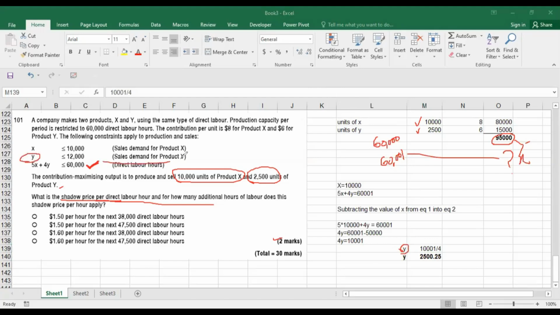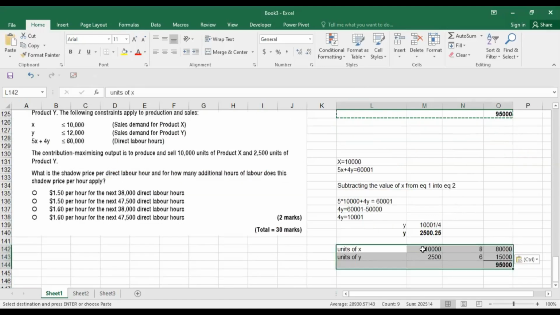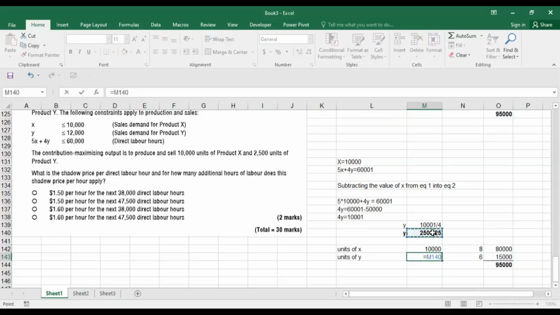Y is the sales demand for product Y, which means that if you add one more unit, your demand for product Y can increase. Before you were making 2,500 units. Now you will be able to make 2,500.25. So my revised schedule will be like this: 10,000, and instead of 2,500, I will put 2,500.25. And now this is the answer.